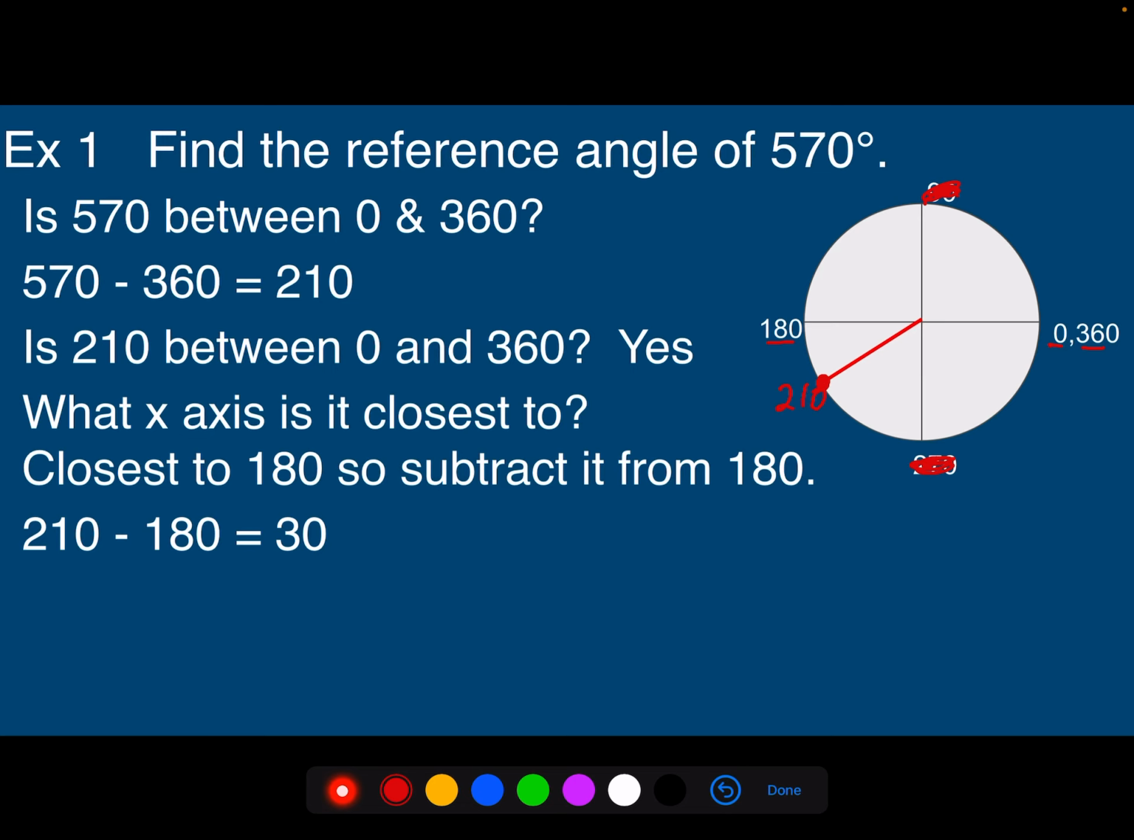You may ask yourself later, Mr. Hyde, is it 210 minus 180, or is it 180 minus 210? Remember, it's always positive. So regardless of how I subtract it, it's an absolute value thing. So it's always going to be positive, and that's going to be my reference angle. So 30 degrees is going to be my reference angle.